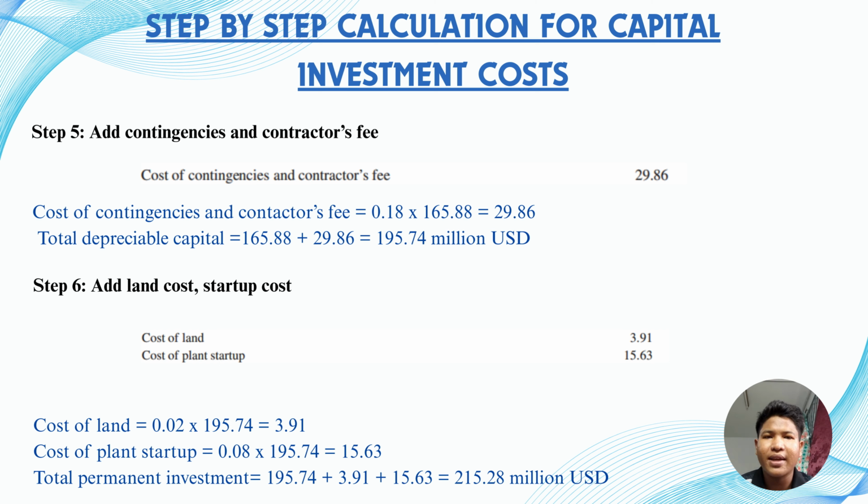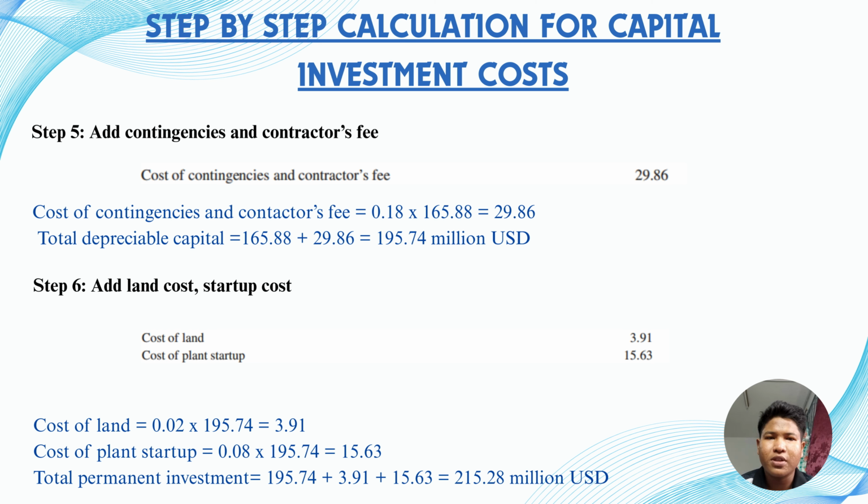Step 6. Adding the land and startup costs. Now, we include the costs that are not depreciated. Land costs are assumed at 2% of TDC, which is equal to 0.02 times 195.74, which is equal to 3.91 million USD. Startup cost is 8% of the TDC, covering the commissioning, testing, and the training. So the startup is equal to 0.08 times 195.74, which is equal to 15.63 million USD. These percentages are typical for a large-scale chemical plant, based on references like Titan ETL.